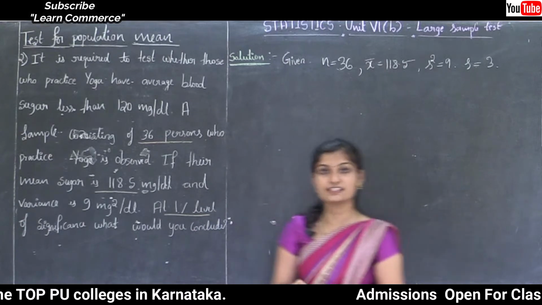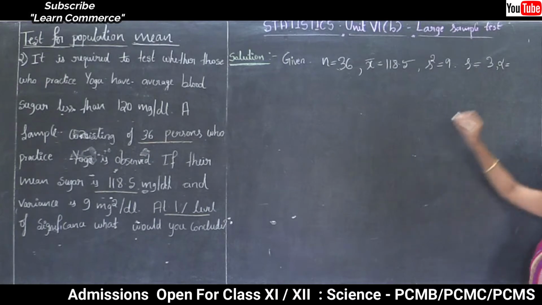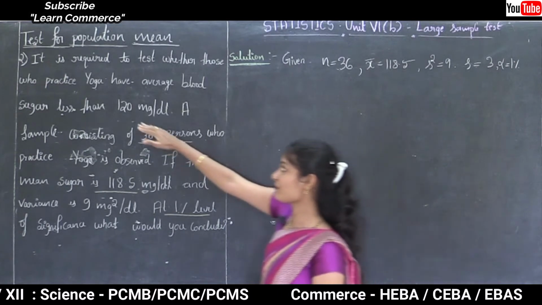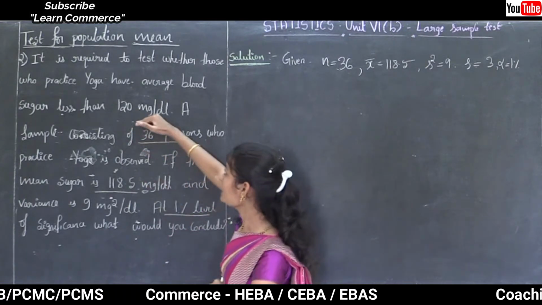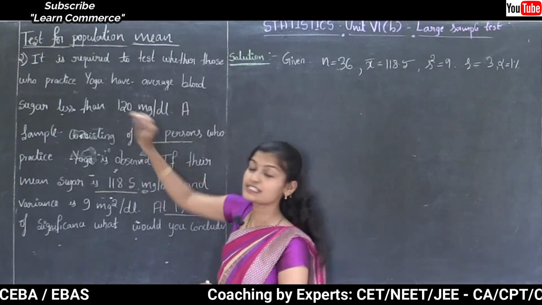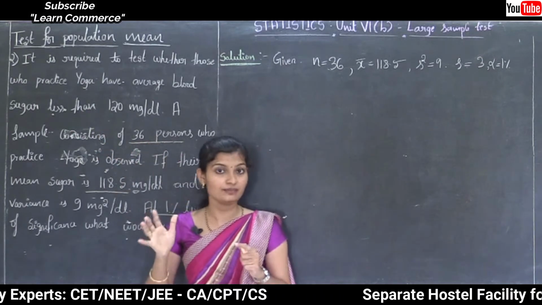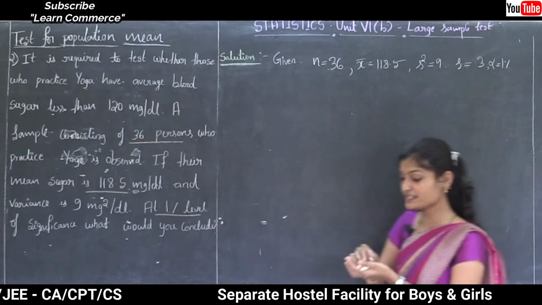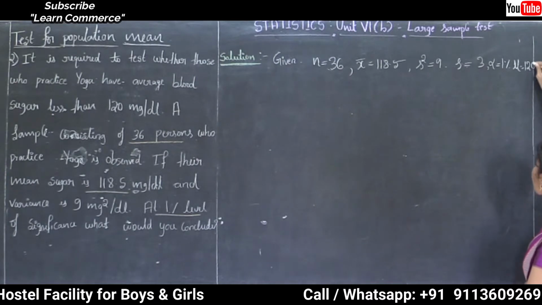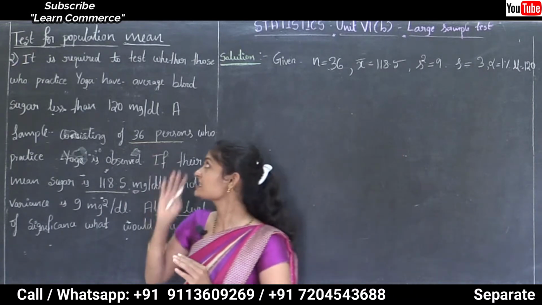Level of significance is denoted by alpha, and the given observation is 1%, so alpha is 1%. Next, one more observation is given, that is 120. What is 120? 120 is average blood sugar less than 120, which means this is the population mean. Average is nothing but mean, so population mean is denoted by mu. So the given observation is 120. Okay, these are the given observations. Next, let's see the test procedure of test for population mean.